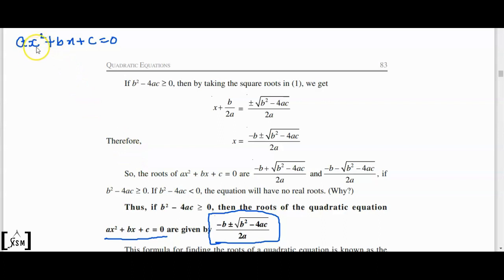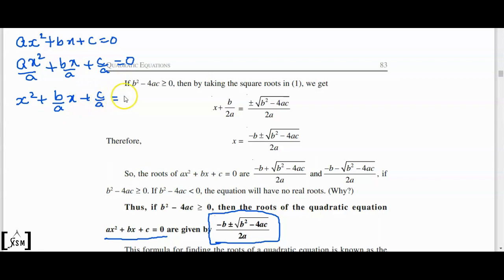See how we get it. Here the x square coefficient is a, so we'll divide each term by a. So we get ax square over a plus bx over a plus c over a equal to 0 over a, which is 0. So we get x square plus b over a times x plus c over a equal to 0, right? And you remember what we used to do? This x coefficient we used to divide by 2, right? So I am dividing b over a by 2. So what do we get? We get b over 2a, right?